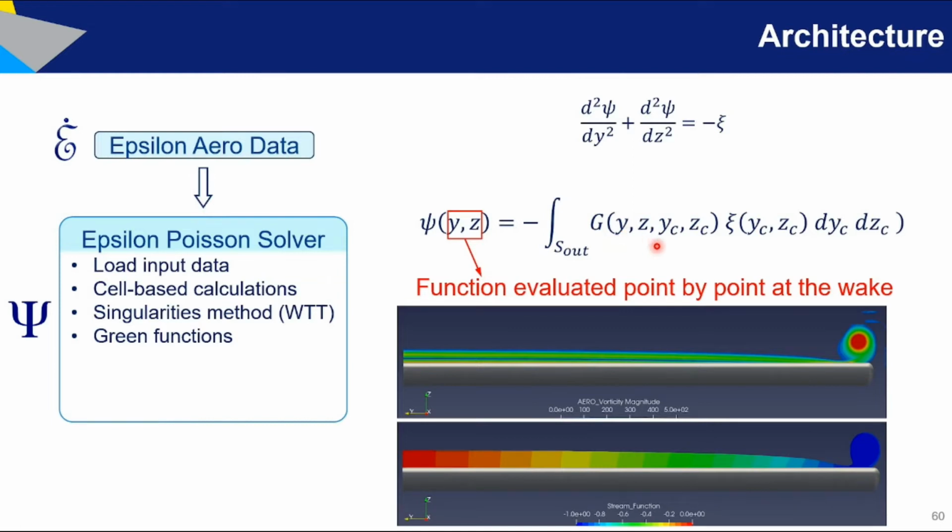For any case, independently of the type of geometry, what you do is you start from the vorticity, the actual vorticity at each point of the wake, and you solve this equation using these Green's functions to compute point by point the stream function as you see here below. So let me show you how it's computed for each case.